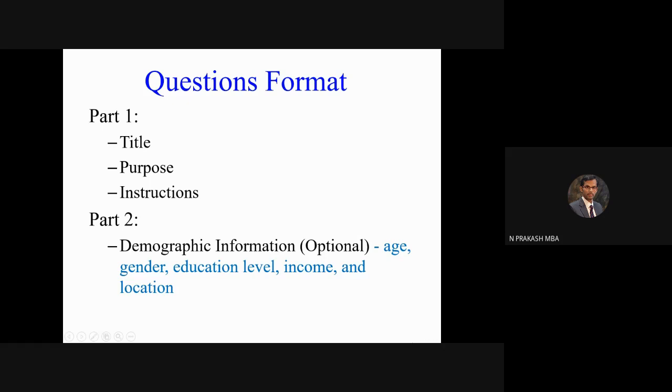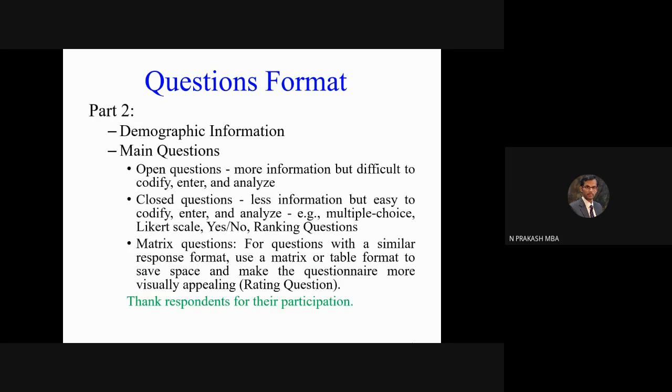Sometimes the researcher, if they don't want to compare the demographic profile with the objective, may omit some demographic information and add very few in their questionnaires. The second part is the main part of the questionnaire, so we call it the main questions part. In this format, we will add open-ended questions if required, or closed-ended questions, or matrix questions.